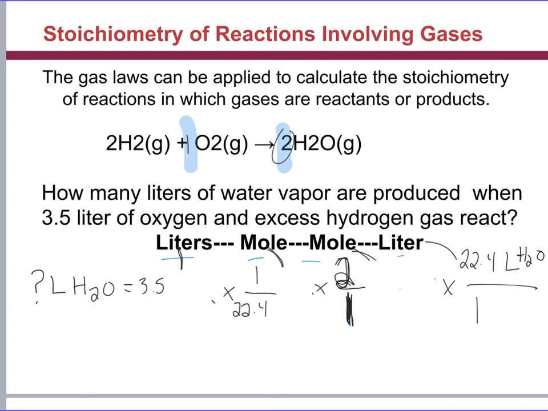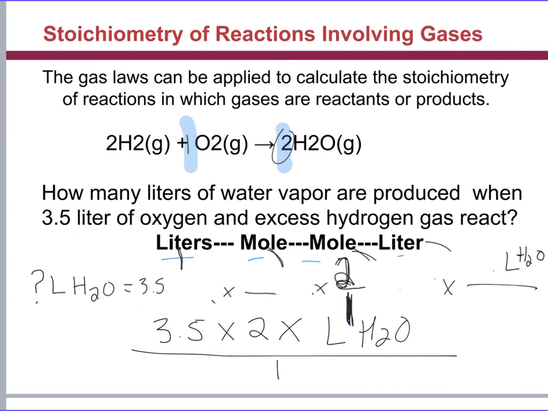And honestly, check this out, this is kind of nice too. Mathematically, 22.4 is in the numerator and denominator, and that means it can cancel too. So I literally could cancel that out. We got one, so we can cancel that out. We honestly could do this math in our head, which is exactly what I'm going to do, but I am going to write it pretty. 3.5 times 2 times our units, which was liters of H2O, divided by 1. So pretty simple here. 3.5 times 2 gives us 7. Liters of H2O would be our answer.